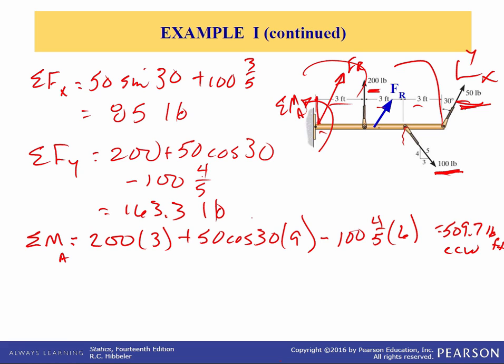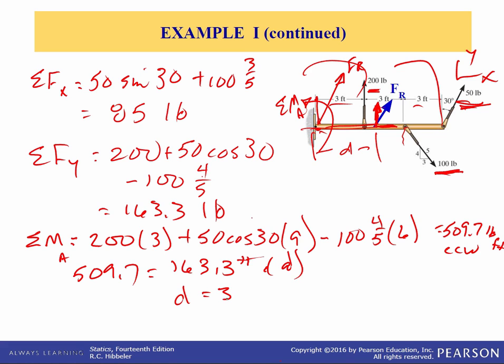We want to change that. We want to move F sub r away from A, but maintain the same moment. And so F sub r, if you look at it here, the only component of F sub r that produces a moment is the y component, right? The x component passes through A, so it doesn't produce a moment about A. So the only component of the resultant force that produces a moment is the vertical component. So the moment about A, which is 509.7, is equal to the y component of the resultant force, which is 163.3 pounds, times this distance d. We solve for d. d is equal to 3.12 feet.